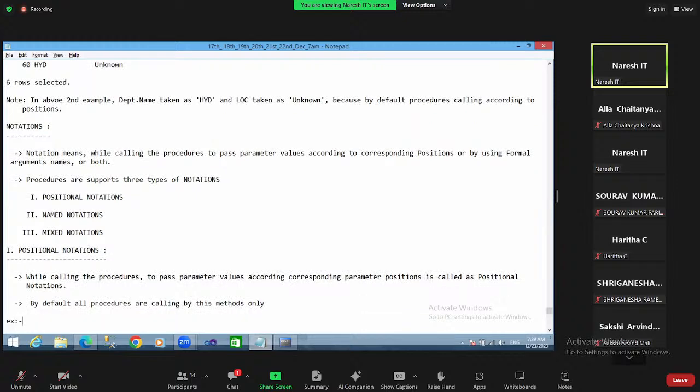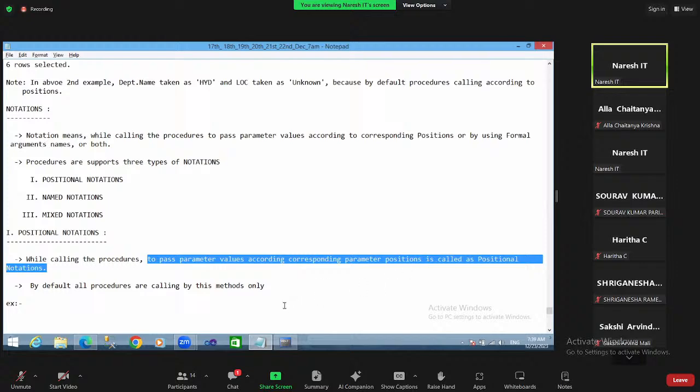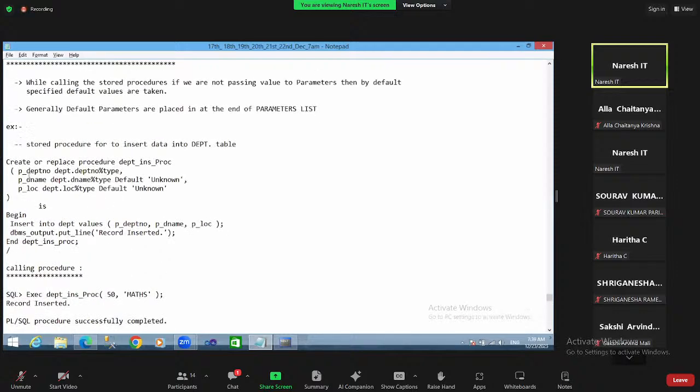Means, while calling the procedures, we pass parameter values according to corresponding parameter positions. See, what is the first position? Department number, right? Just I pass the department number here. What is the next position? D name. Next I pass D name. What is the next position? Location. Next I pass location. This is the meaning, guys. Okay.